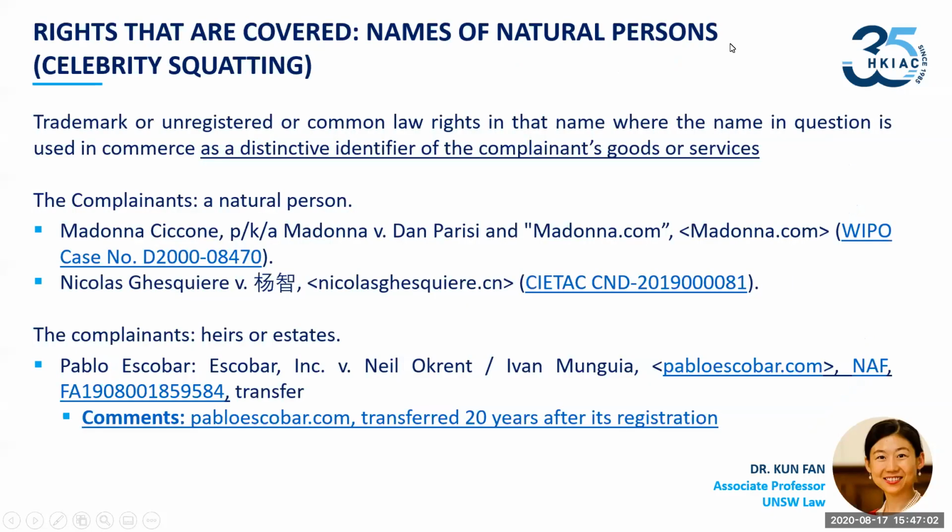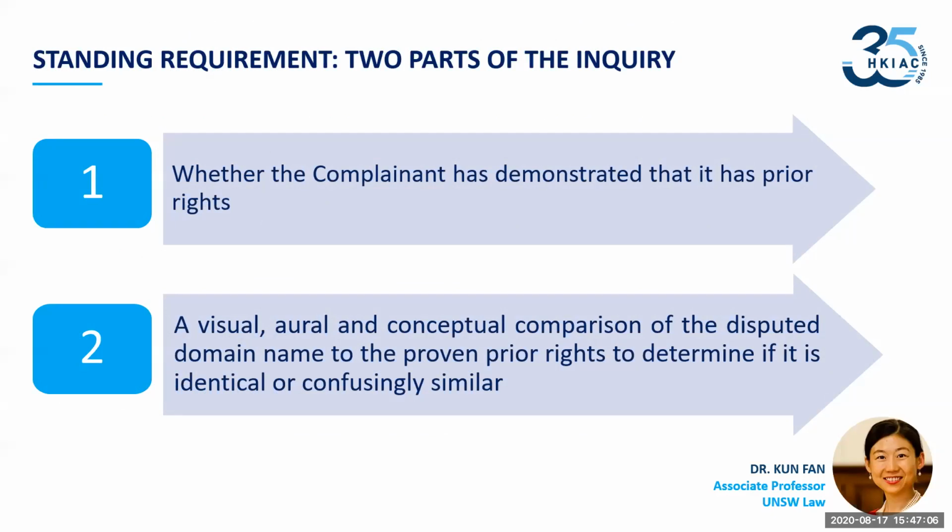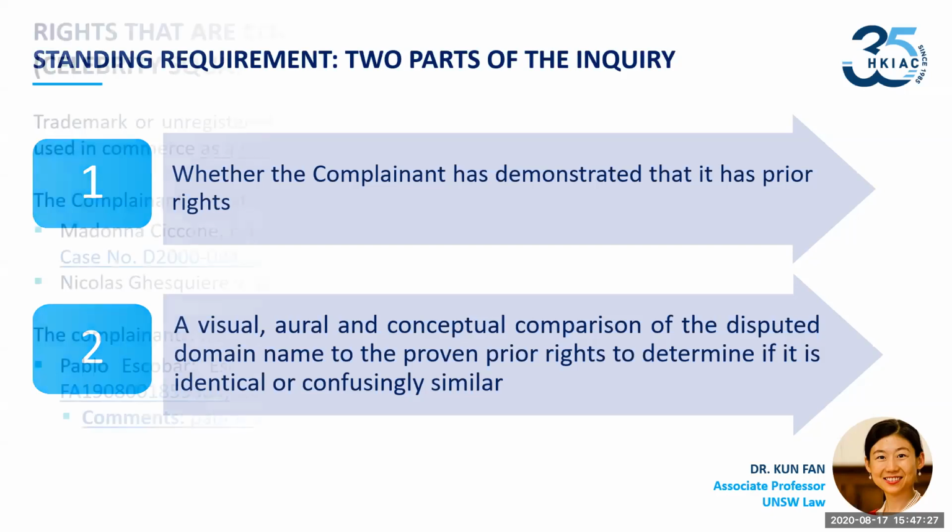So we might come back later to how this impacted the panel's decision. And if the first element is met, then the second stage of this inquiry would require a visual, oral, or conceptual comparison of the disputed domain to the proven prior rights in order to determine if it is identical or confusingly similar. The next slide, please.